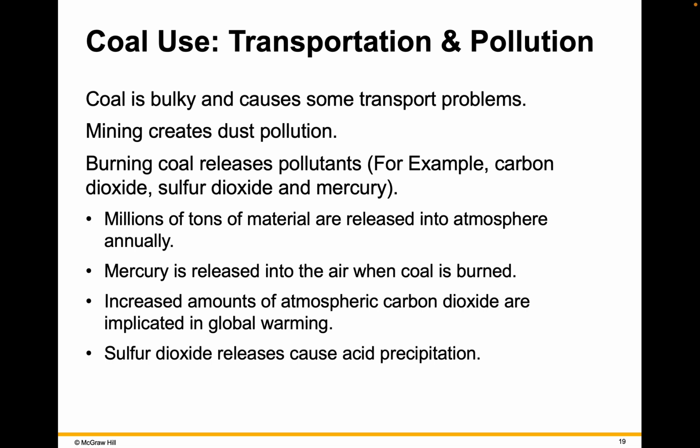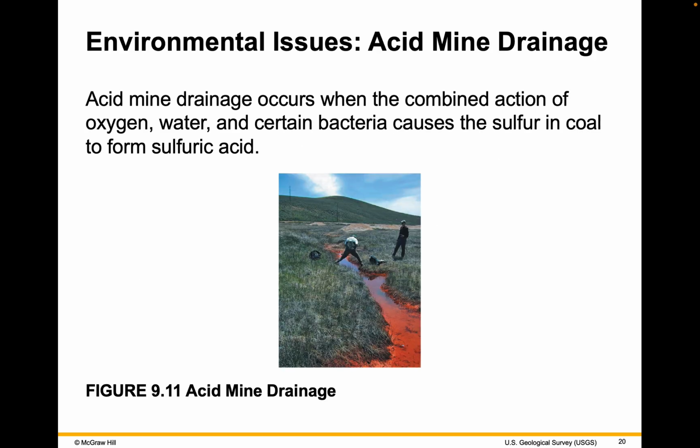Coal use, transportation, and pollution. So coal is bulky and causes some transportation problems. The mining itself creates a lot of dust pollution, and burning coal releases pollutants. For example, carbon dioxide, sulfur dioxide, and mercury. Millions of tons of material are released into the atmosphere annually. Mercury is released into the air when the coal is burned, and increased amounts of atmospheric carbon dioxide are implicated in global warming. Sulfur dioxide causes acid rain or precipitation.